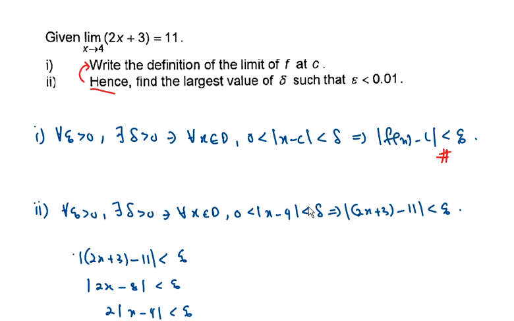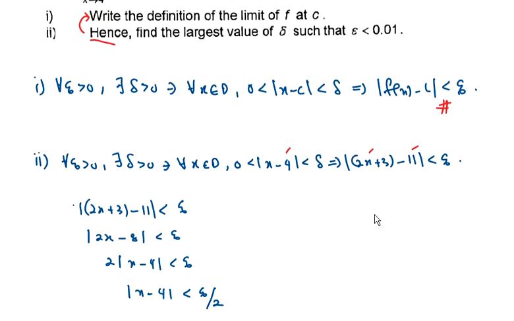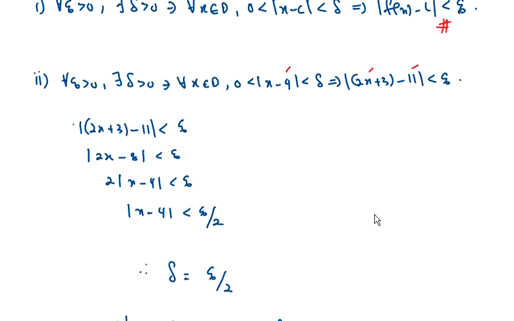So, we rewrite the definition. Kita substitute dia punya c dia is 4 and then fx dia 2x plus 3 and then L dia is 11. Okay. So now, to find delta, macam biasa, we do the scratch work. 2x plus 3 minus 11. So, we get 2x minus 8. Factorize 2. So, we get x minus 4. Terus kita dapat factor of x minus 4. So, now kita move 2 to the right side. So, we get epsilon over 2. And then, epsilon over 2 ni kita compare with delta. So, we get delta is equals to epsilon over 2.